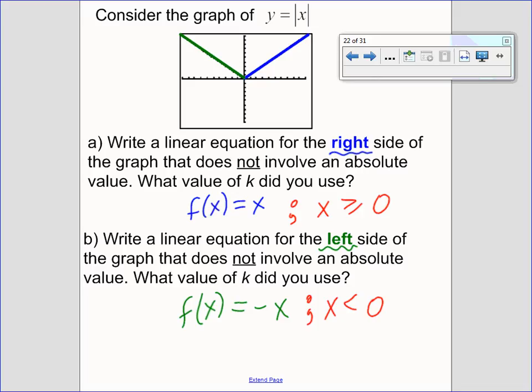Now, in this case, the 'or equal to' could have gone on either of these function definitions because they share the same point, 0, 0. And so it would have been okay to put an 'or equal to' on this inequality or leave it on the top, because they share the same point. It would still be a function.